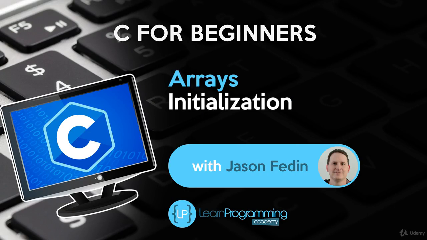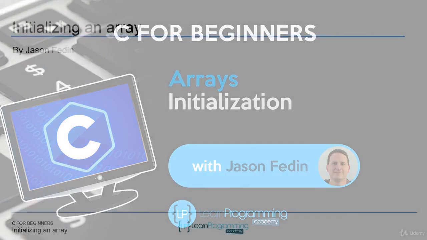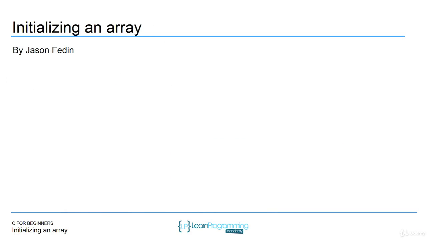Hello and welcome. In this lecture, I want to talk about initializing an array. We know how to use an array, we know how to create an array, but specifically, what if you want to assign specific initial values to the array? How do you do that?